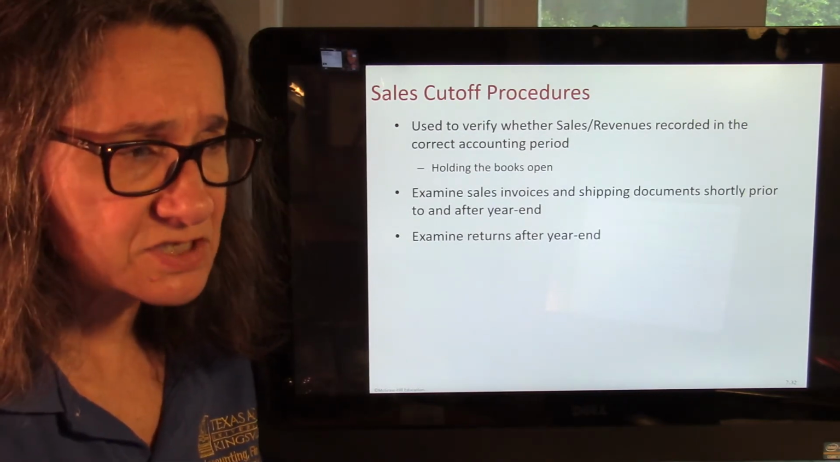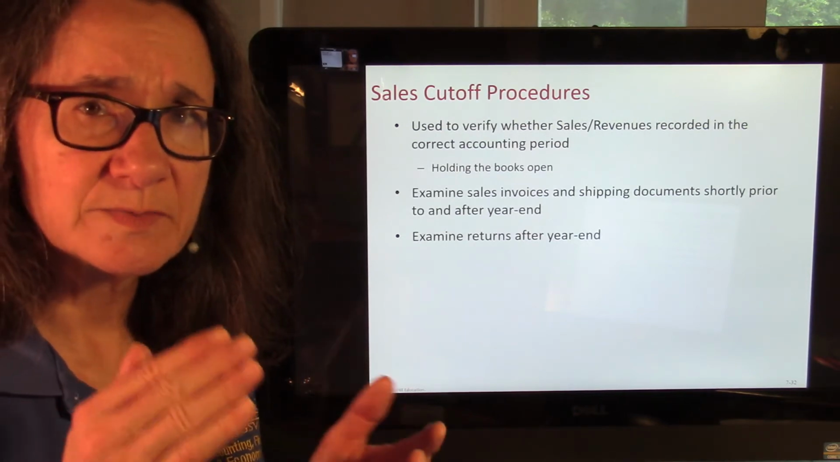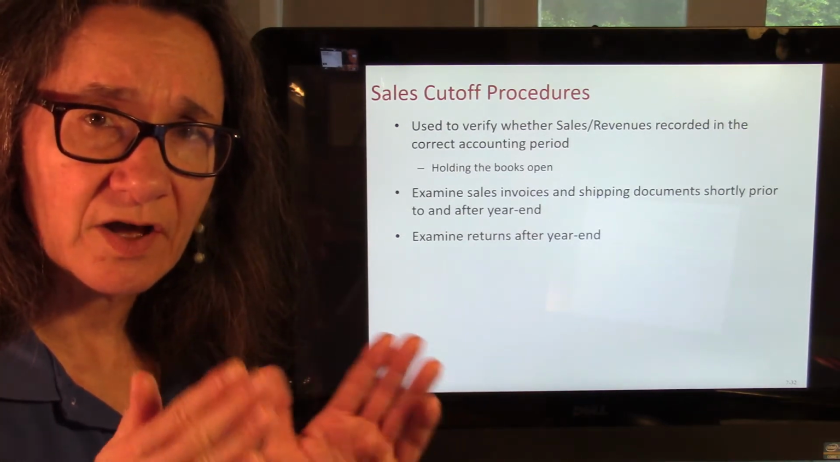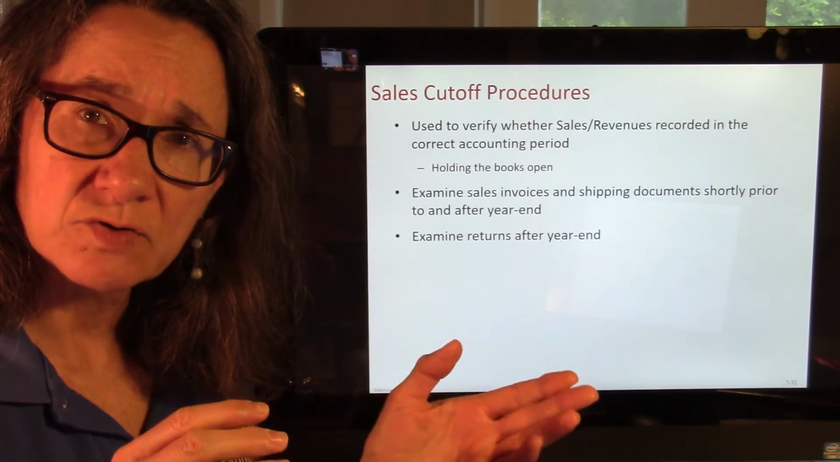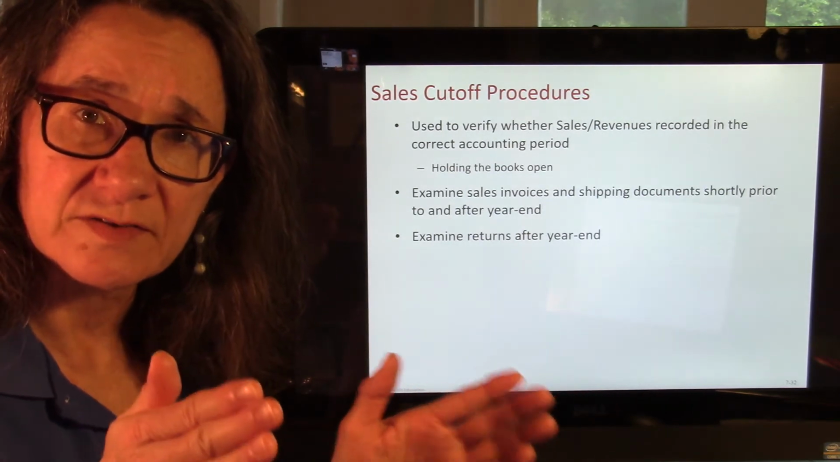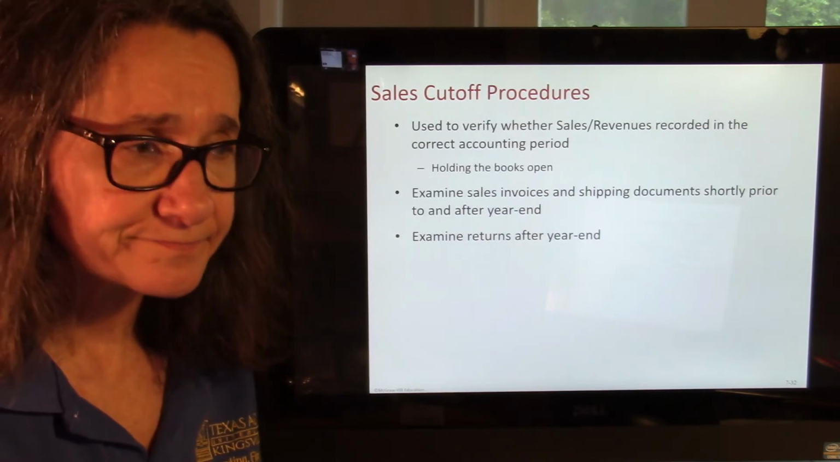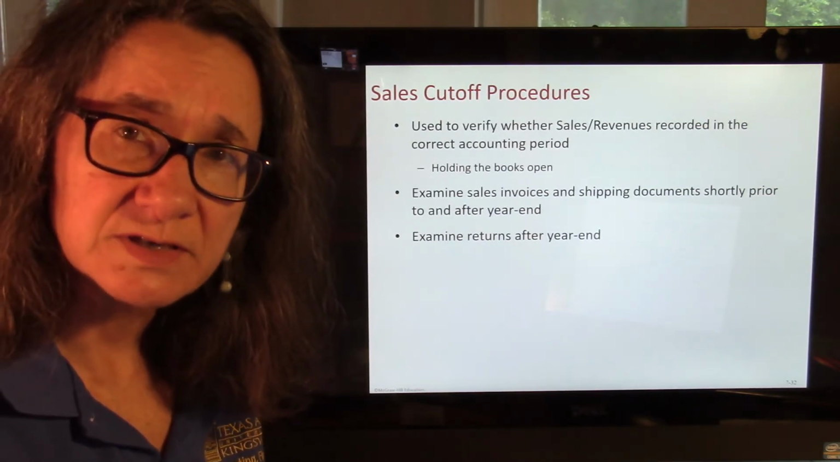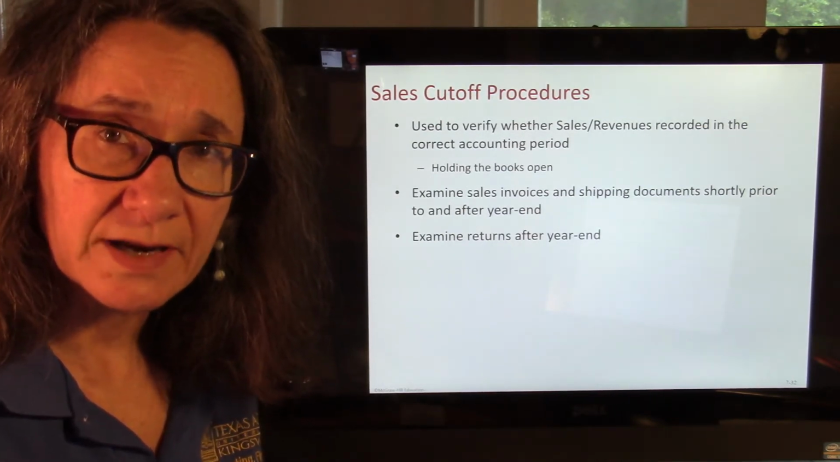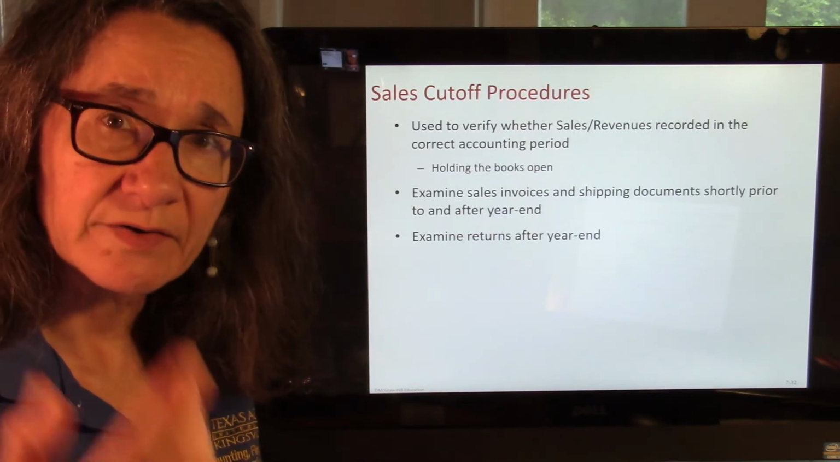Examine invoices and shipping documents. So what you want to do is get those cutoff period documents, the last few days of the month and the first few days of the month, right? And see when things were shipped. Look at the invoices. When was that sale related to when it was shipped, and compare it to what's on the books.